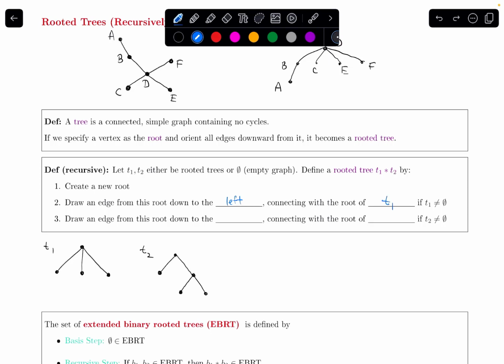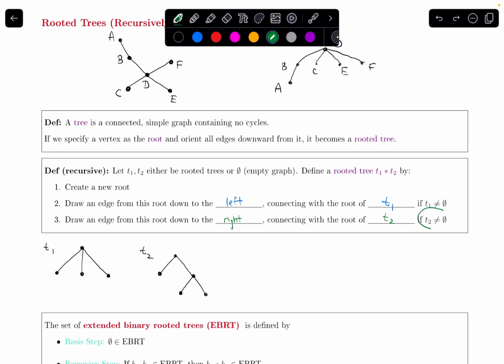I'll do that as long as T1 isn't an empty graph. And then I'm also going to draw an edge from that starting root down to the right, connecting with the root of T2, whatever this second rooted tree was, as long as T2 isn't the empty graph. Okay, so this sounds kind of technical. How does this work in practice? Let's do an example. Let's say that T1 and T2 are these two rooted trees. So if I want to make T1 star T2, this recursive rule says first create a new root.